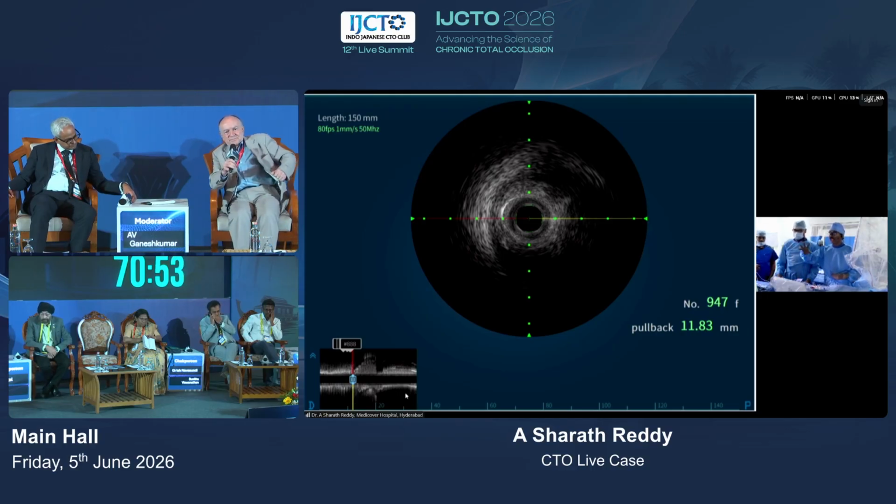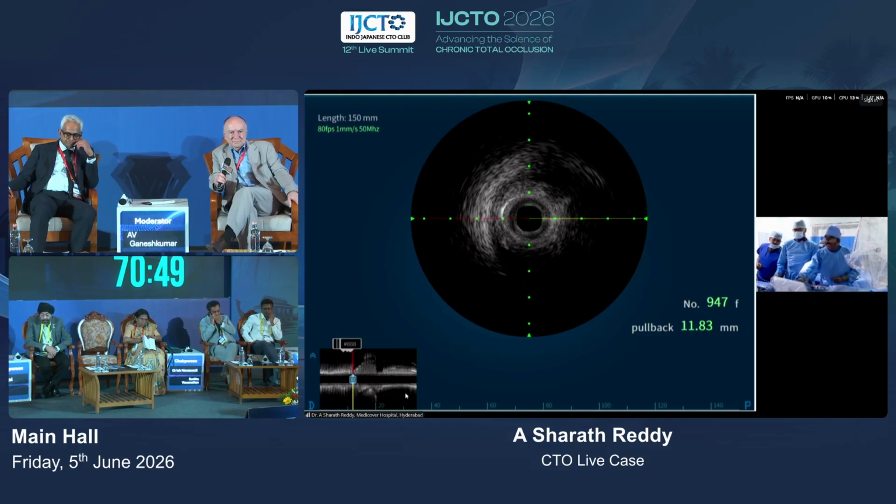So I thought of just using my CT information. So I tried wiring the middle zone, but the wire was just going into that branch. And as I already showed you in IVUS, both the proximal cap and the branch are sitting at the same angle.